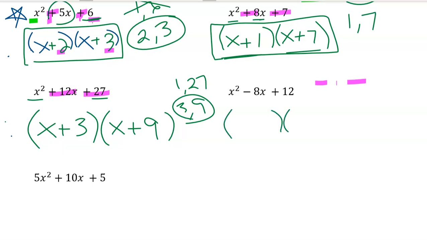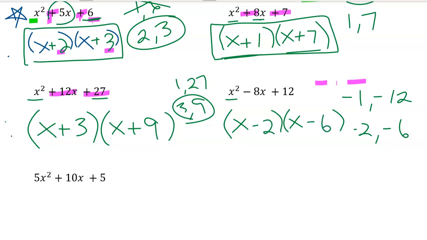Okay, so I'm going to draw my parentheses. To get x squared, we do x times x. We need numbers that multiply to give us positive 12. So negative 1 times negative 12, but that adds to give us negative 13, so that's not it. Negative 2 times negative 6, that adds to give me negative 8. So I'm going to go ahead and stop making a list since I found the right one, and put in x minus 2 times x minus 6. That's my factored form.